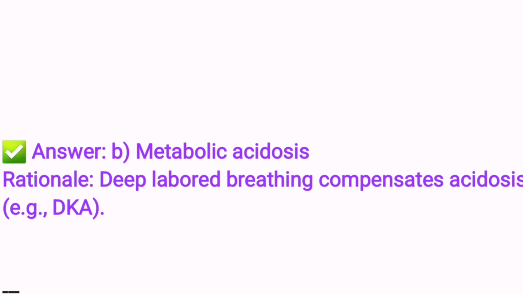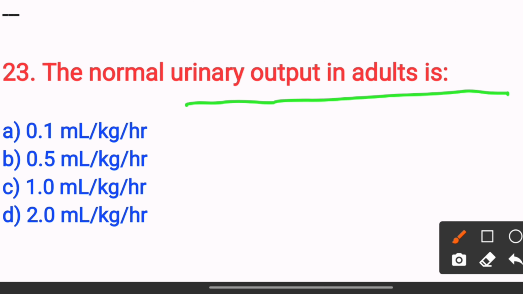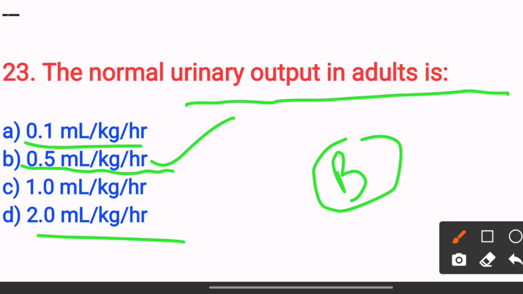Next, the normal urinary output in adults is option A 0.1 ml per kg per hour, option B 0.5 ml per kg per hour, option C 1.0 ml per kg per hour, option D 2.0 ml per kg per hour. The answer is option B, 0.5 ml per kg per hour.